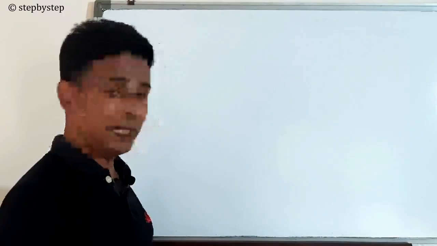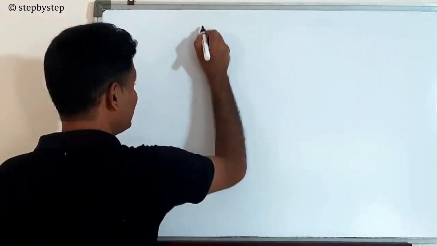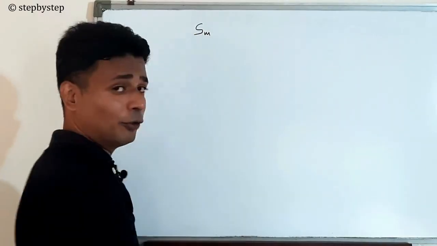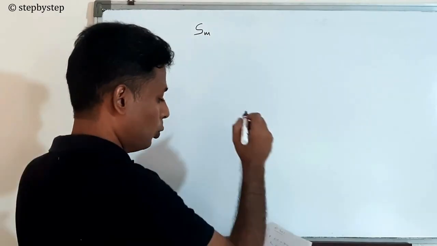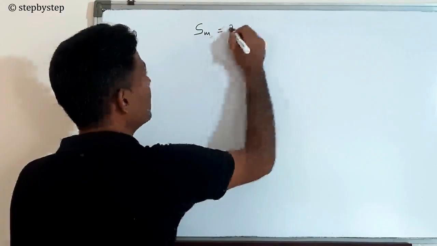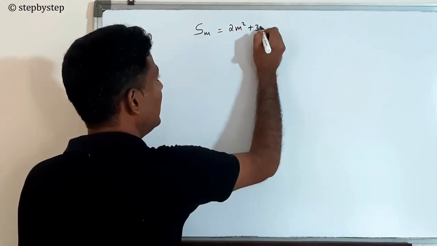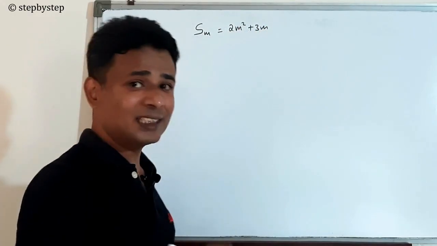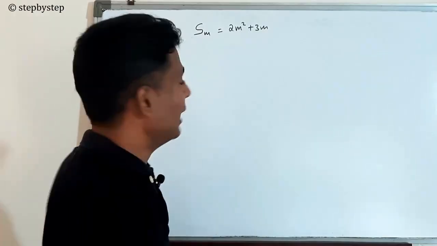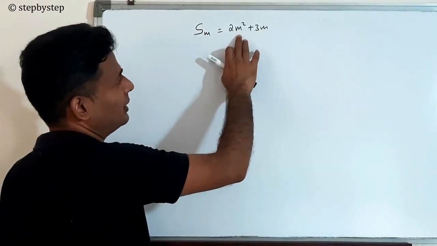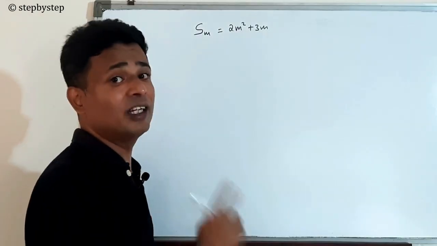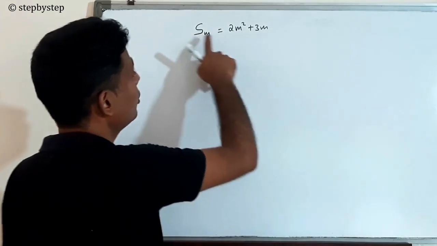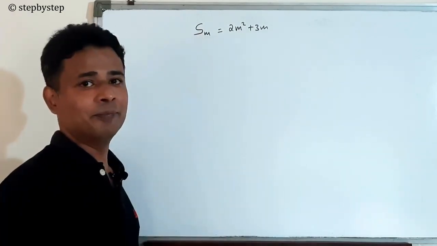If the sum of first m terms, which means S of m of an AP is 2m square plus 3m. Find its second term. Now when they have told you S of m terms is of the form 2m square plus 3m, it means they have given you the formula to be used to find S of m.